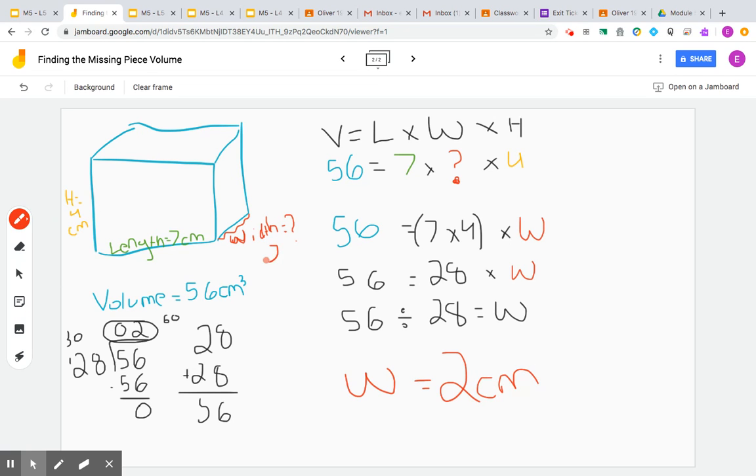And then I'm going to double check. If I go back up here and I put a 2 in for my missing length, or my width, let's see. 2 times 4 is 8. 8 times 7 is 56. So it does work.